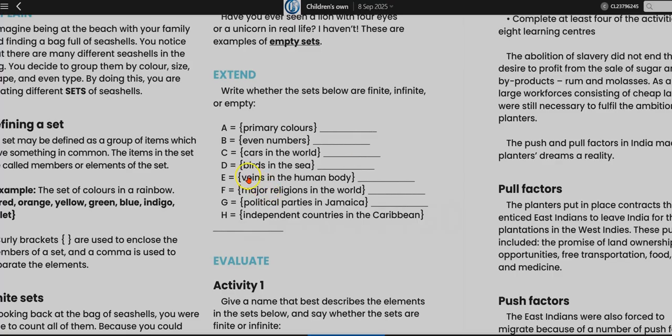All right. Birds in the sea. We have seabirds. I don't think it would make sense trying to count them. Veins in humans. Tell me what you think about that one. Major religions in the world. That's finite. Political parties in Jamaica. That's finite. The major political parties. Okay. Independent countries in the Caribbean. Of course, this is finite. We can figure that one out.